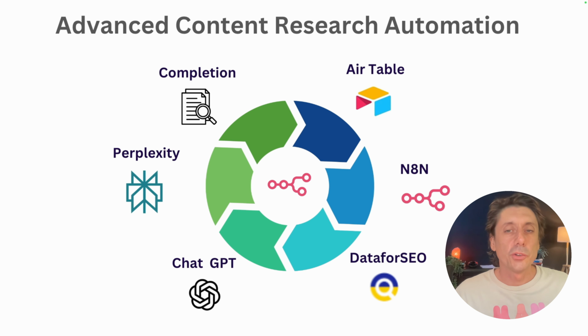What we're going to do is use tools like Airtable. N8N is going to run the automation. But here's where it gets really interesting. We're going to get AI to prompt AI in a multi-step process of research that iterates. And we're going to call on tools like DataforSEO to get a whole bunch of keyword data.